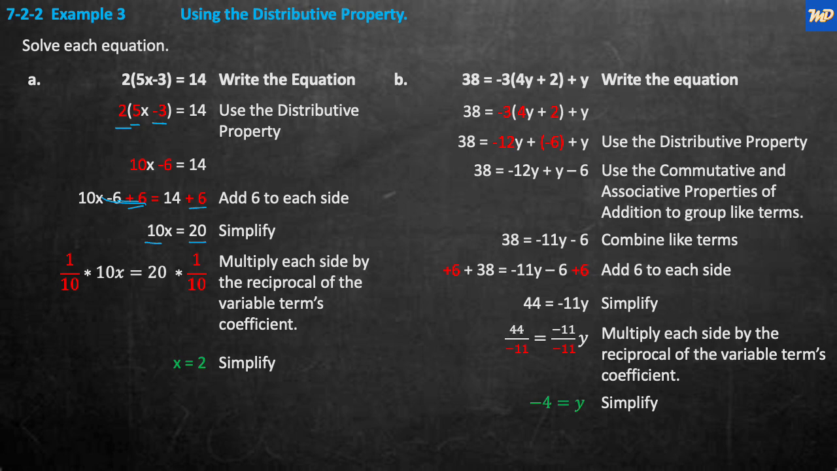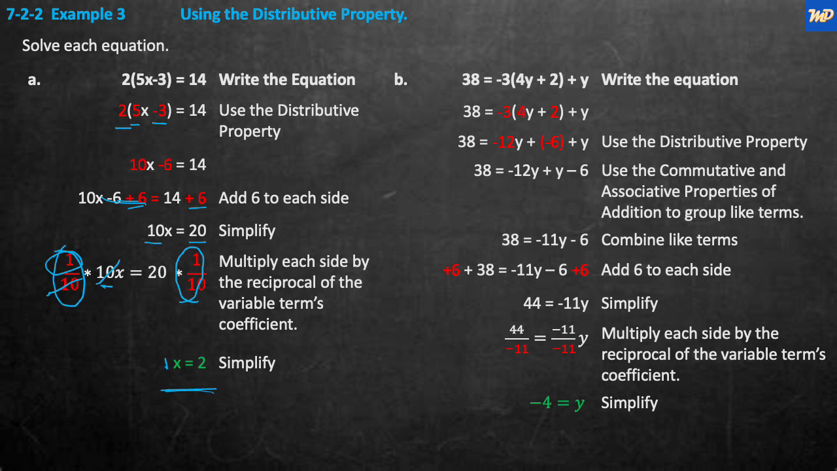Then we're going to multiply by the multiplicative inverse of 10, the coefficient of the variable, and we're going to do that to both sides of the equation. When we do that, the 10's cancel, and we're left with 1x. And 20 divided by 10, or 20 times 1/10, is equal to 2. So the answer here is x equals 2.